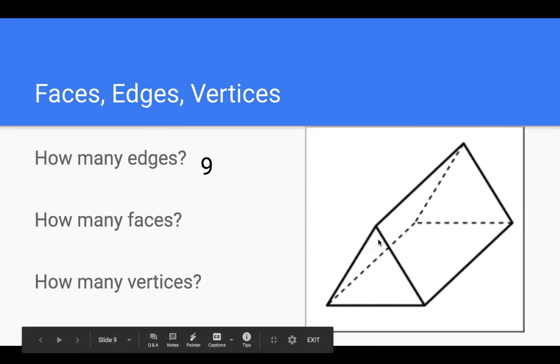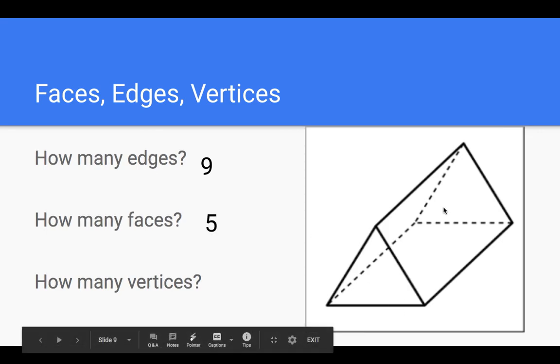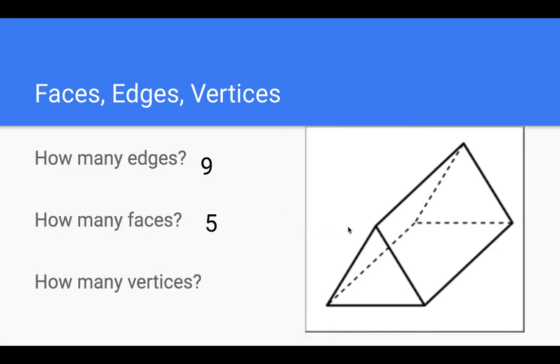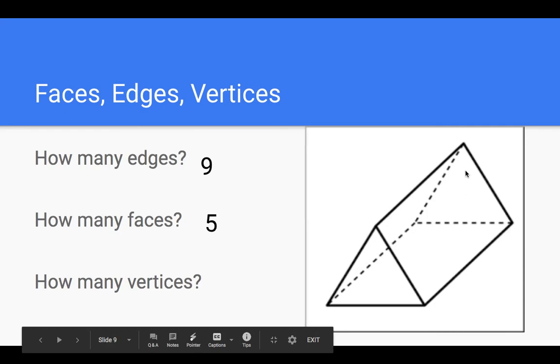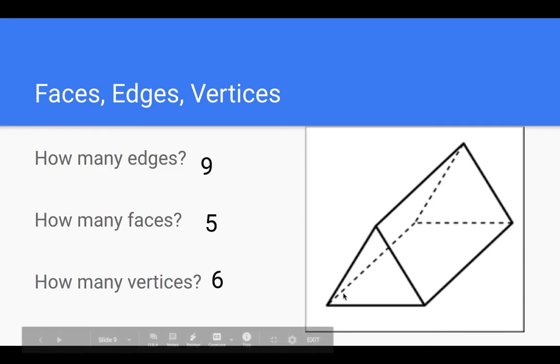Okay, how many faces, flat sides, does it have? It has 5. The 2 triangular faces, the base, and the 2 sides, rectangles on the sides. And how many vertices? It has 6 vertices, these corners here. You should know how to identify these things for the quiz.